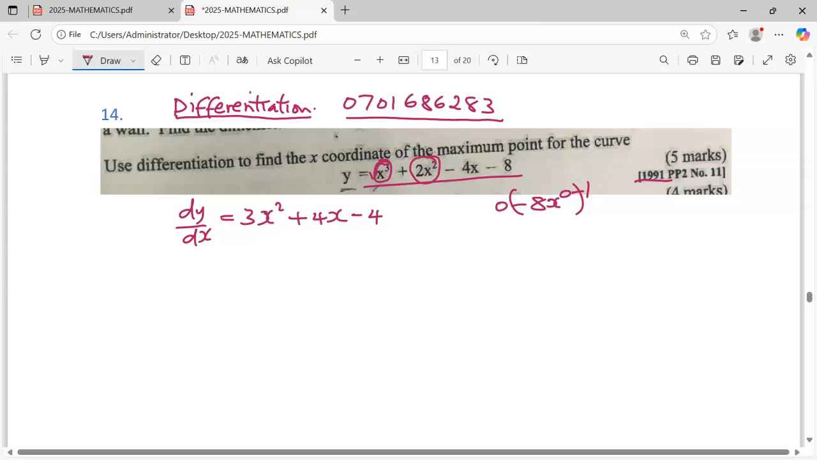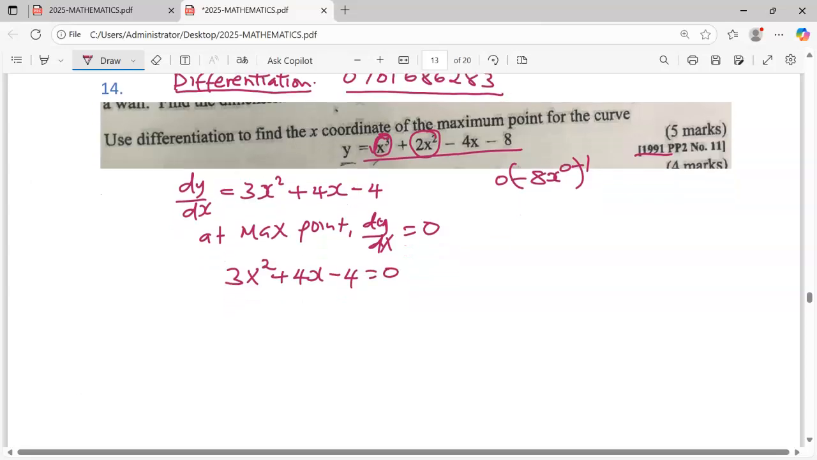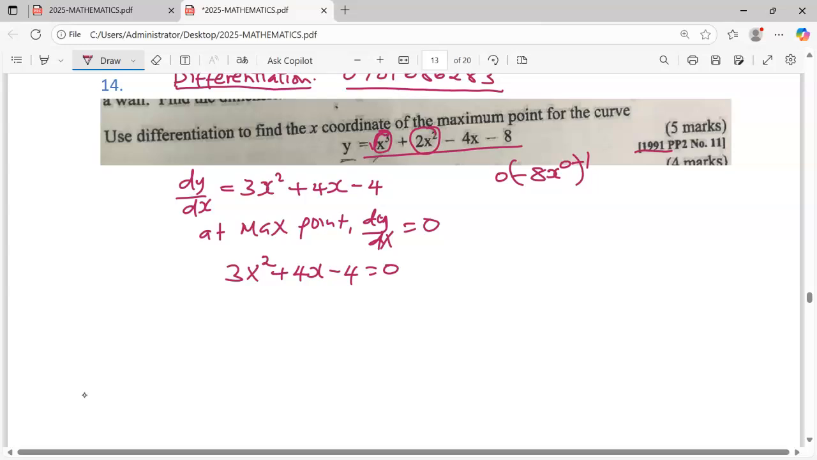We know at the maximum point, dy over dx will usually give us 0, and therefore in this case we take the given function, that is dy over dx, which is 3x squared plus 4x minus 4, and equate this to 0. This is a quadratic equation that we are going to solve using the product-sum factor method.